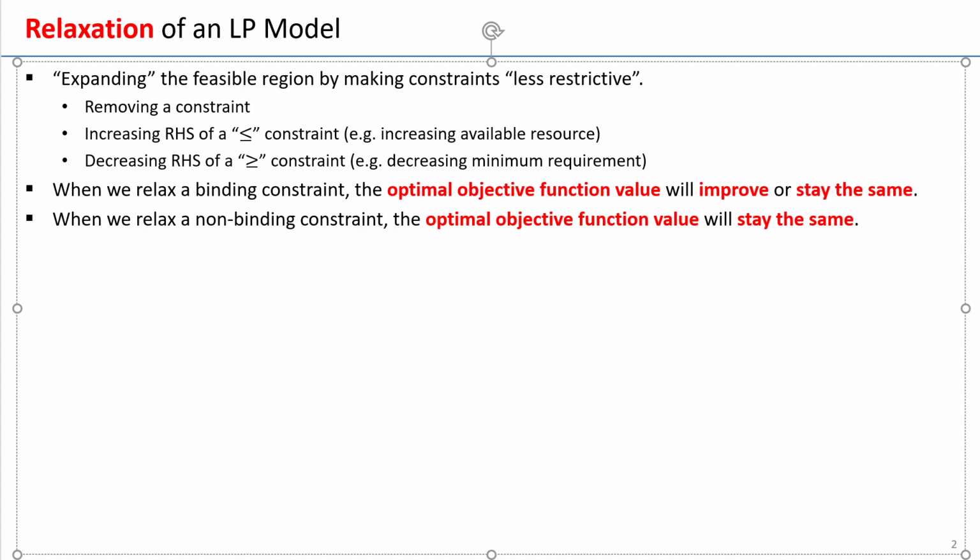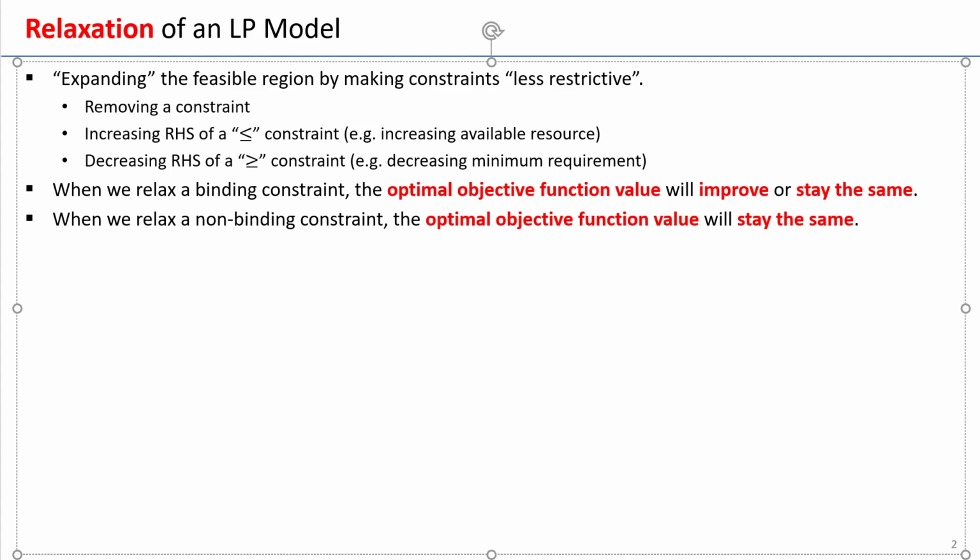So generally, when we relax a binding constraint, then we should expect the optimal objective value to improve, or sometimes it might stay the same, in rare cases actually. But typically when you relax a binding constraint, let's say you had 200 pumps, but you increase the right-hand side of this constraint, the optimal objective function value will improve. So if this is profit maximization, improvement means it will increase.